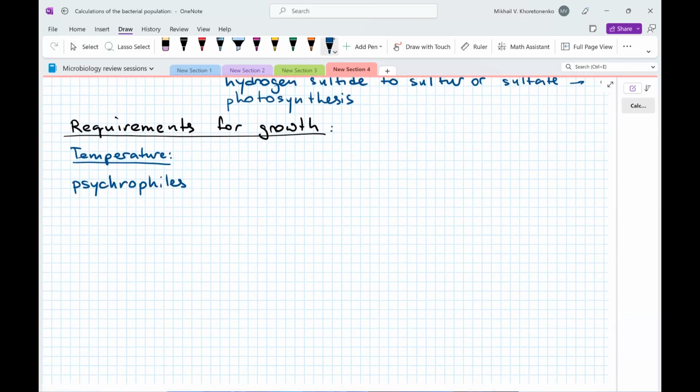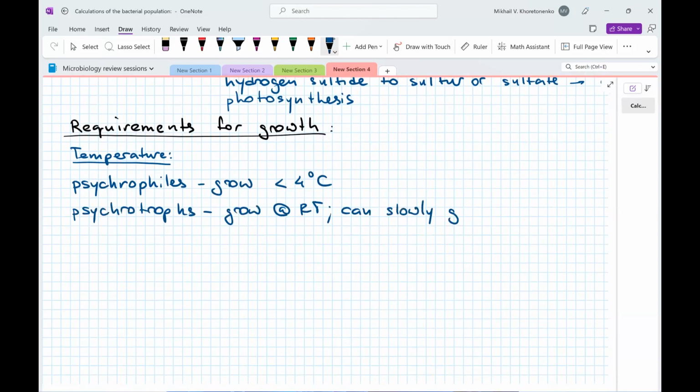Psychrophiles grow below 4 degrees Celsius only. Psychrotrophs grow at room temperature, can slowly grow in a fridge. Does that make sense?